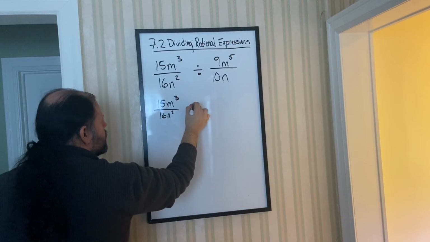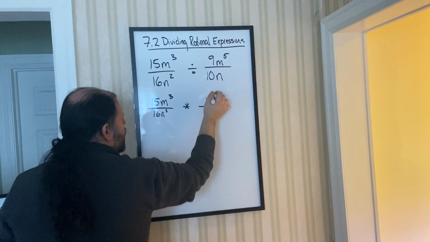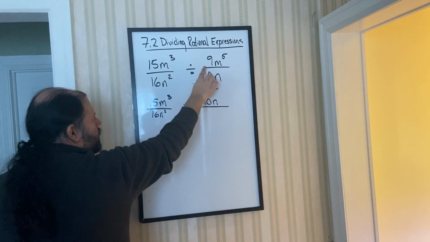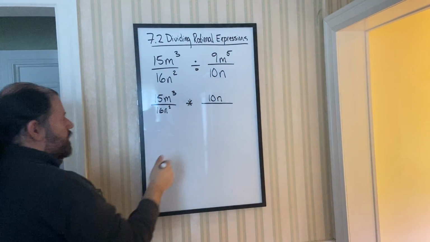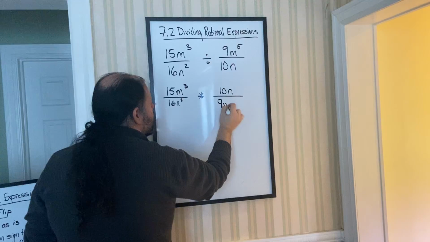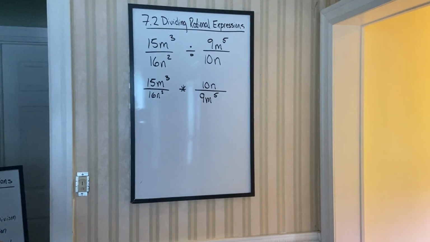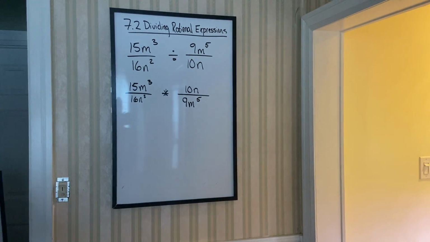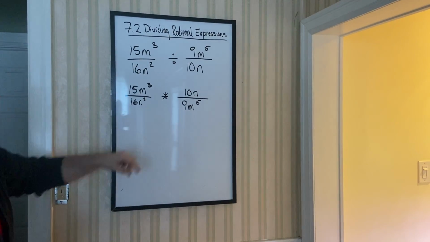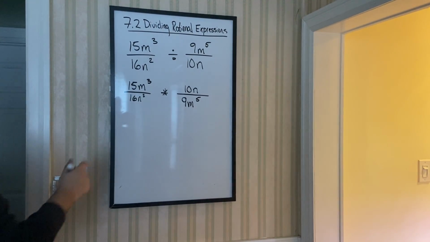Change this to a multiplication symbol. Flip this fraction. Always flip the one after the division, the one that you're dividing by, your dividend. Now that you have the four corners, we can start factoring them out because we have multiplication. So since they're all monomials, we're going to do a tree diagram.